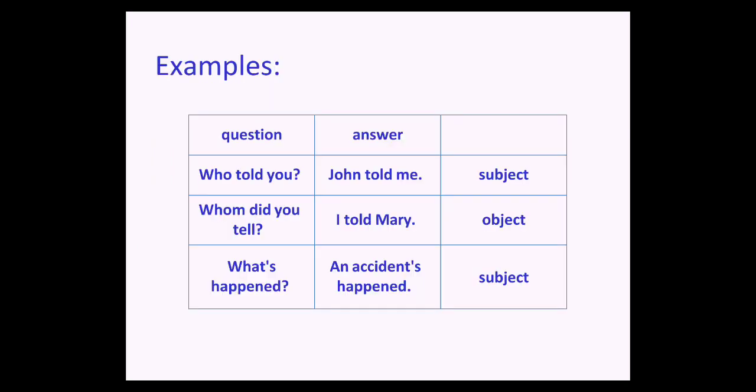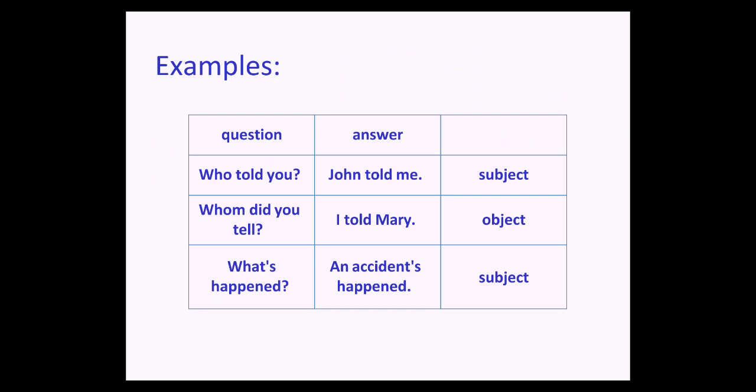Questions. Who told you? And answer, John told me. It's subject. We asked about the subject. Whom did you tell? I told Mary. Object. So pay attention to the auxiliary verb. If you want to ask about subject, you mustn't use an auxiliary. But if you want to ask about this object, you have to use the auxiliary verb did, because our main sentence stands in the past simple.